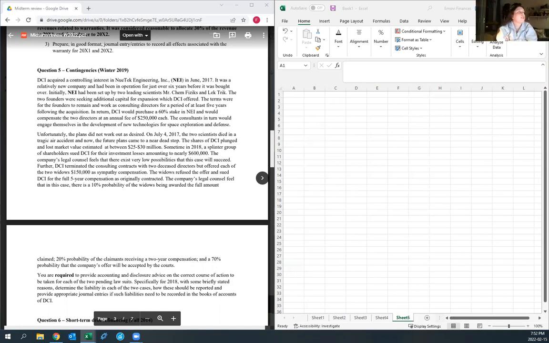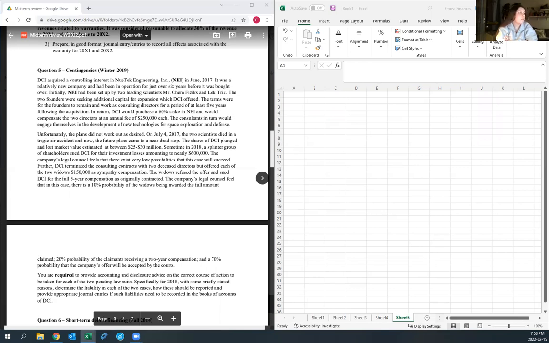DCI acquired a controlling interest in New Tech Engineering Inc. (NEY) in June 2017. It was a relatively new company and had been in operation for just over 6 years before it was bought over. Initially, NEY had been set up by 2 leading scientists, Mr. Cam Physics and Electric. The 2 founders were seeking additional capital for expansion, which DCI offered.